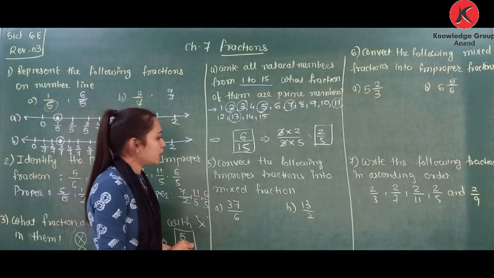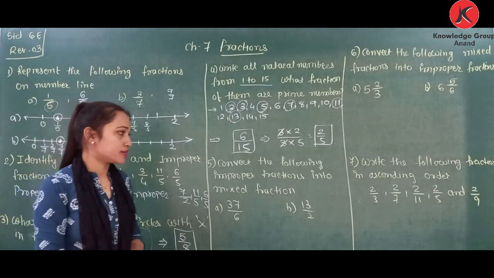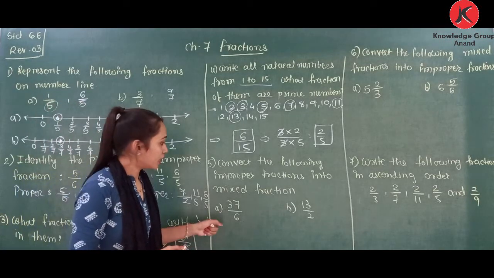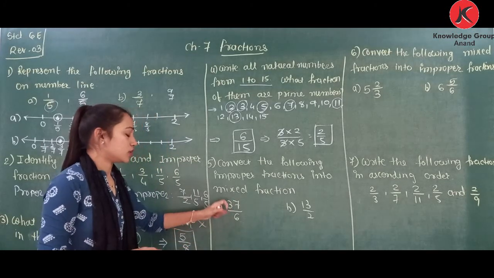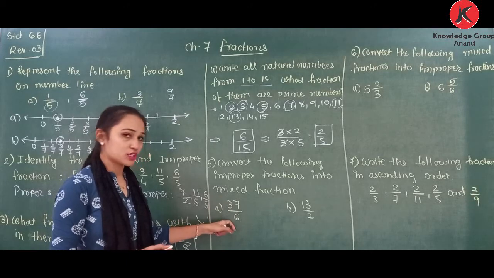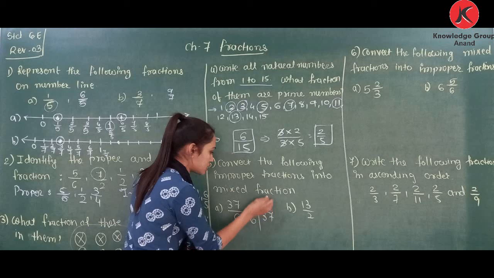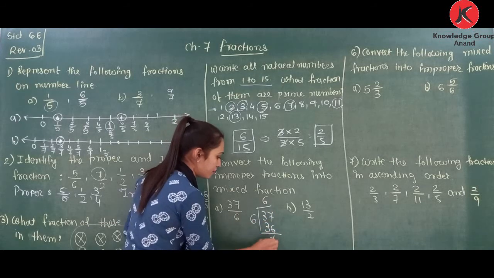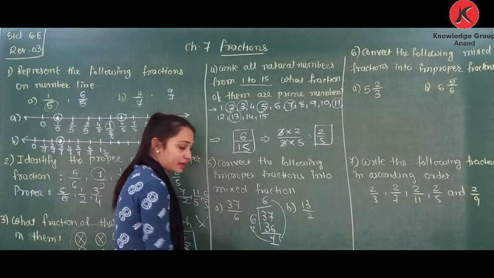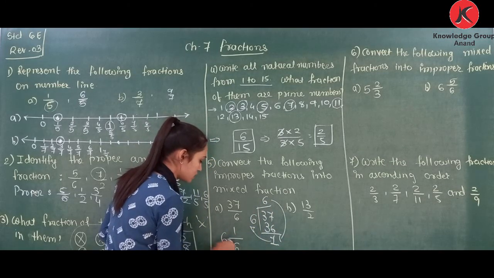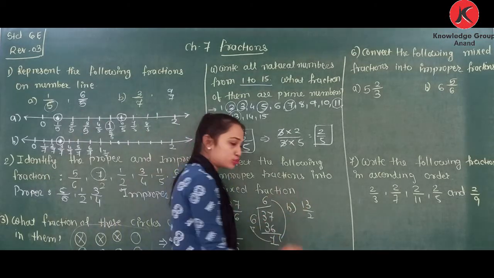Now next, convert the following improper fractions to mixed fractions. In MCQ we already solved this kind of example. This is asked for 1 mark. How can we convert this? Improper fraction is given. So divide 37 by 6. 6 6s are 36. The remainder is 1. So in a clockwise way we can write 6 1 by 6. So that is the answer. Now next, 13 by 2.